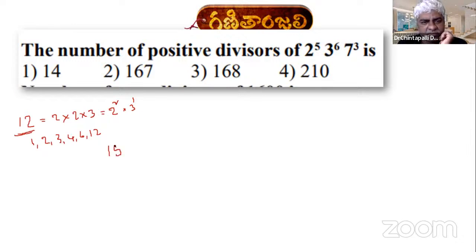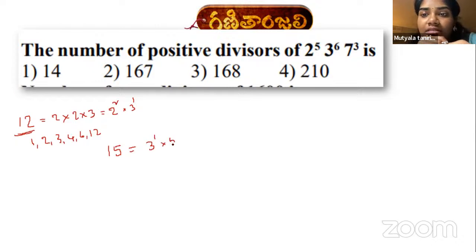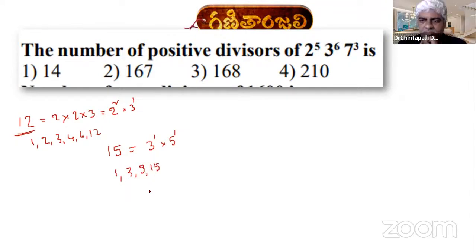For example, 15. 15 means prime factors 5 times 3, right? What are the divisors of 15? 1, 3, 5, and 15 also. How many are these? 4, sir. You know how 4 divisors 15 has? Because the powers are 1. Add 1 to it, it is 2. Add 1 to the other, it is 2. Multiply these two values, 4. That's why it has 4 divisors.